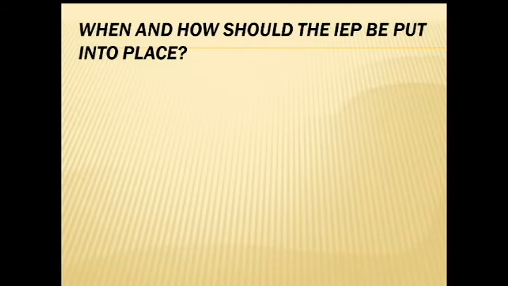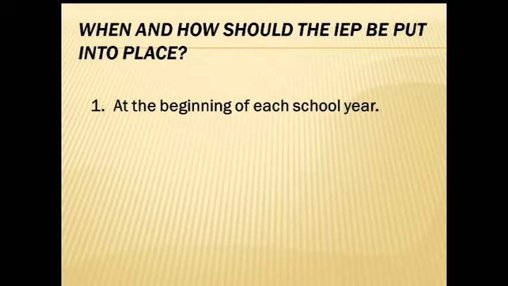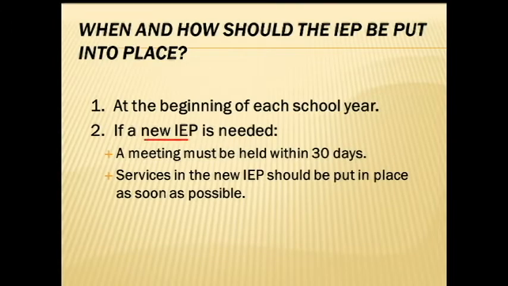When and how should the individualized education program be put into place? If you have an existing IEP, then at the beginning of each school year, there should be an IEP in place. They're done annually, but a key here that Congress wanted was to ensure that an IEP was in place at the beginning of each year so that a child could get off to a good start. If a new IEP is needed, then a meeting must be held within 30 days, and services in the new IEP should be put in place as soon as possible after the meeting is held.